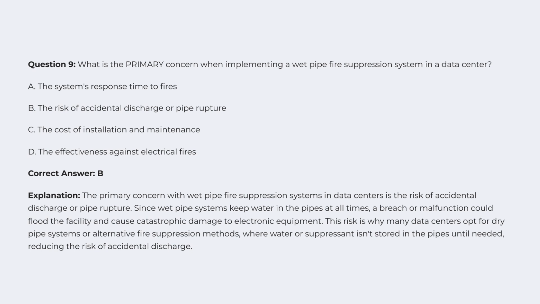Correct answer, B. Explanation: the primary concern with wet pipe fire suppression systems in data centers is the risk of accidental discharge or pipe rupture. Since wet pipe systems keep water in the pipes at all times, a breach or malfunction could flood the facility and cause catastrophic damage to electronic equipment. This risk is why many data centers opt for dry pipe systems or alternative fire suppression methods, where water or suppressant isn't stored in the pipes until needed, reducing the risk of accidental discharge.